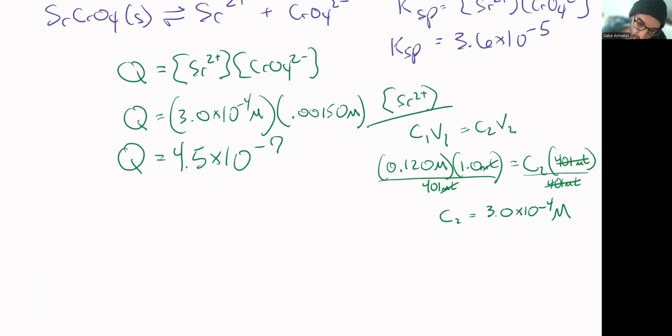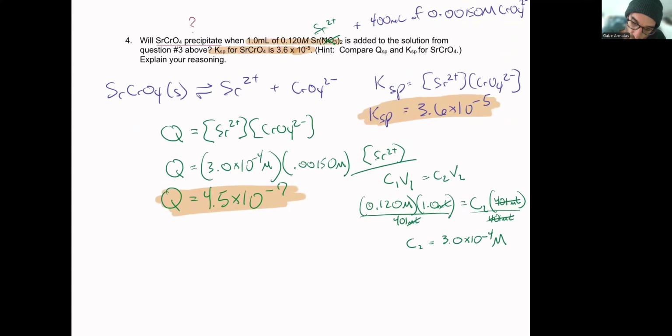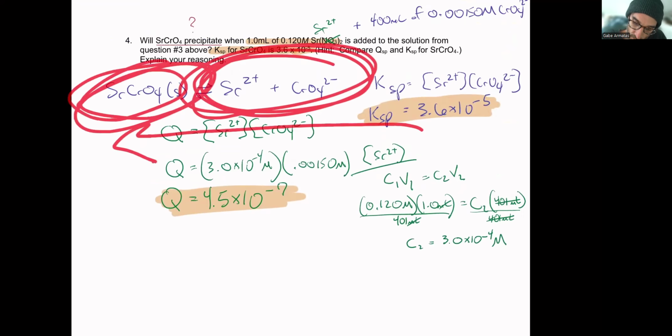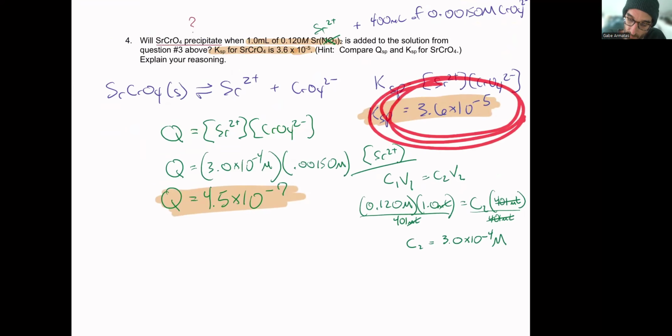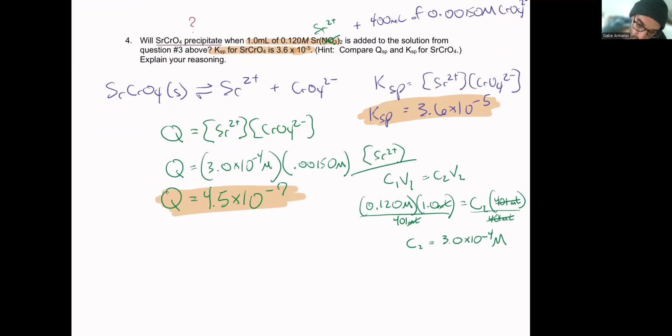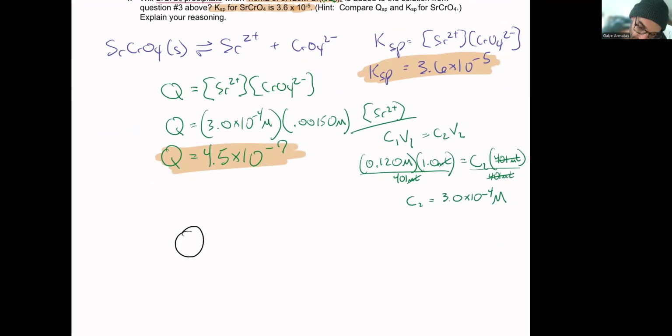So what I am comparing here is the Q value versus the K value. If I have too many ions, too much of this, it's going to force the reaction back towards producing solid. So too much of this forces it right, creating a bunch of solid. So for the Ksp, I have to reach this threshold. I need more than this. In this case, if we take a look, we see that Q is actually less than K.